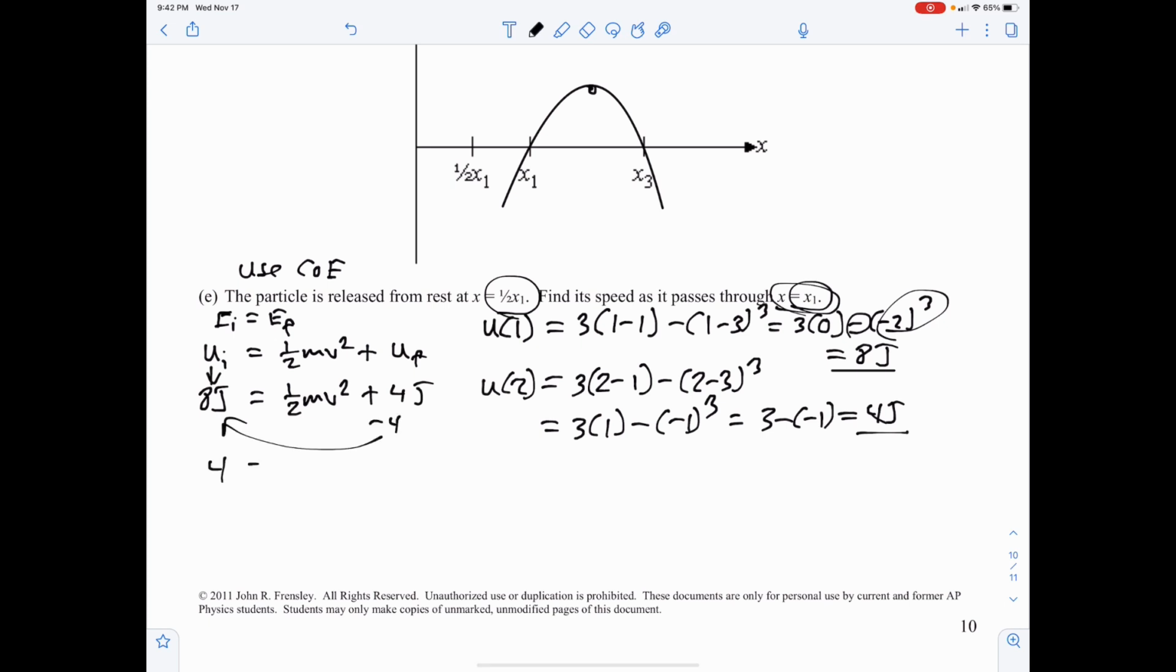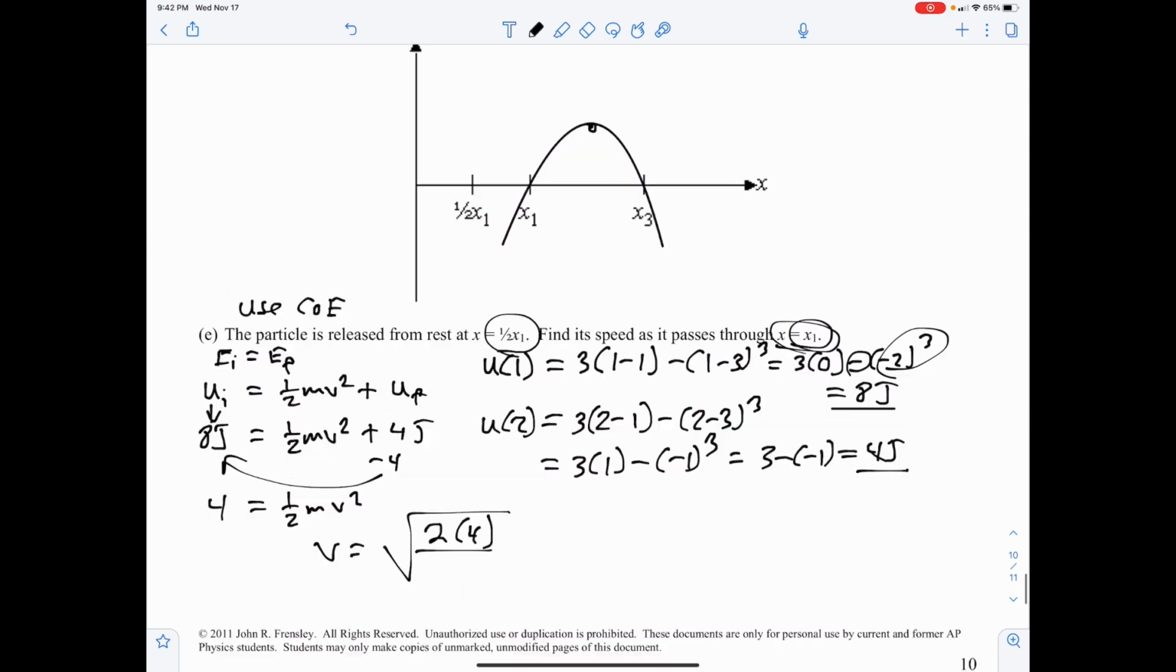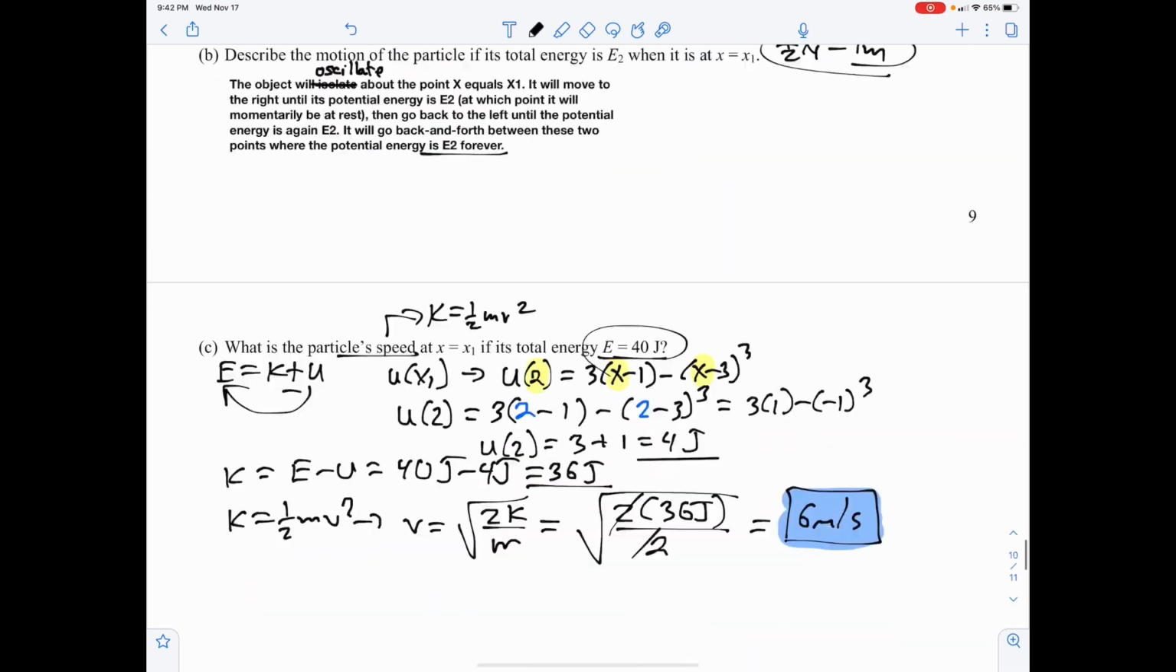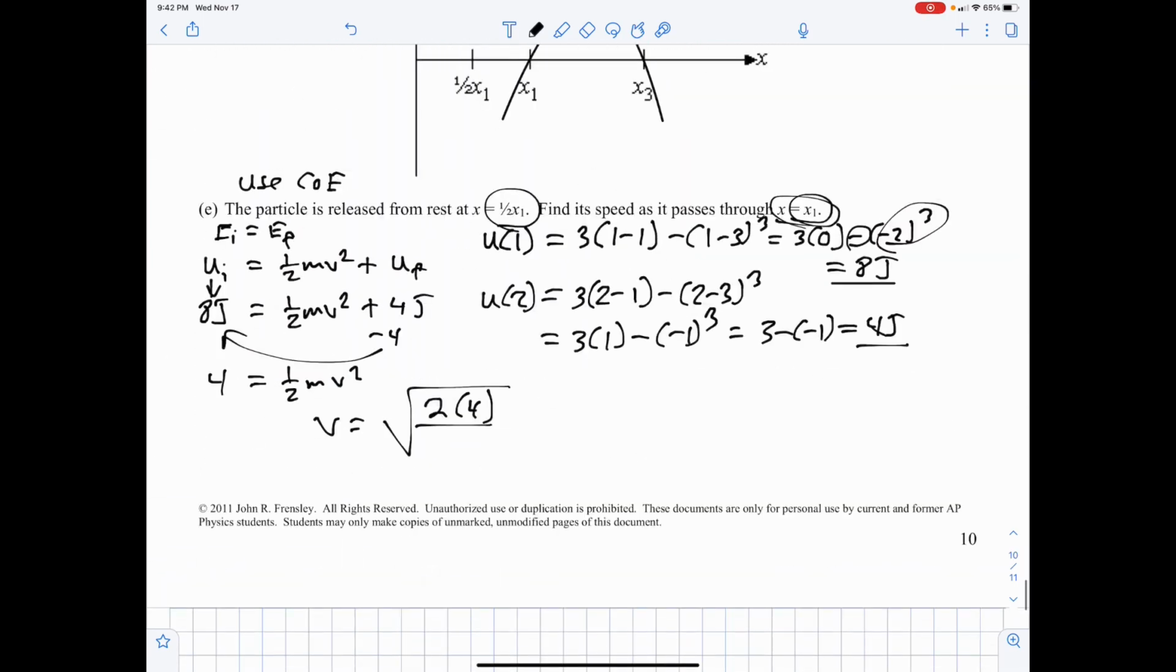We get 4 equals 1/2 mv squared. Go ahead and solve for speed. Square root of 2 times the 4 divided by the mass, which was 2 kilograms. Nicely cancels, square root of 4 is 2.